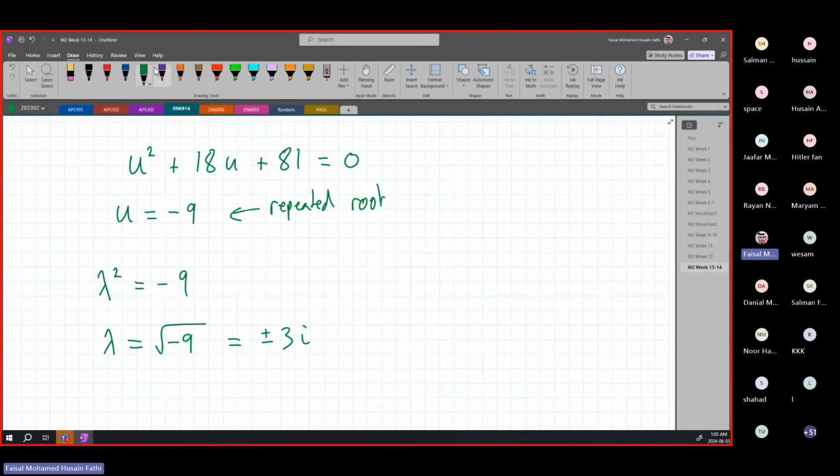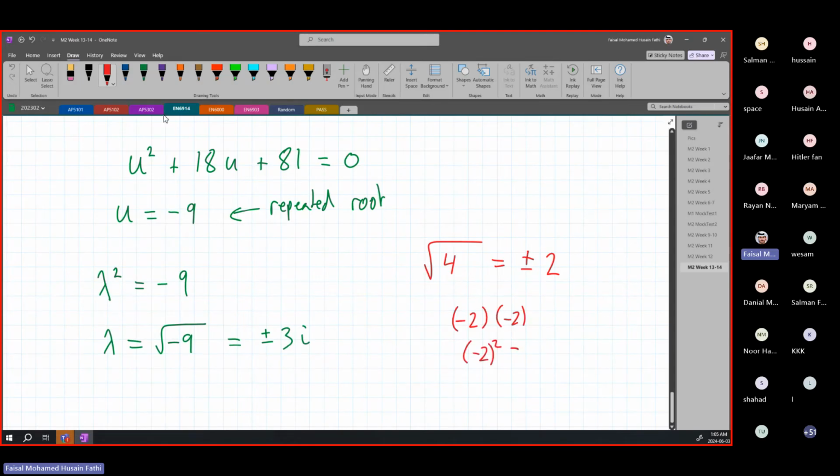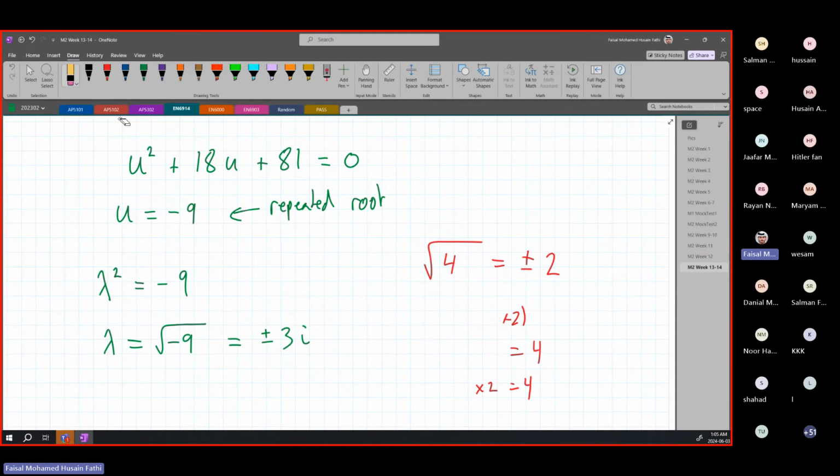Remember, the square root of any number, the square root of 4, is equal to plus or minus 2. Why? Because if you do minus 2 times minus 2, which is minus 2 squared, you are going to get 4 because the minuses will cancel. And 2 times 2 is also 4. That is why the square root of a number is plus or minus the value. So in this case here, we have plus or minus 3i.